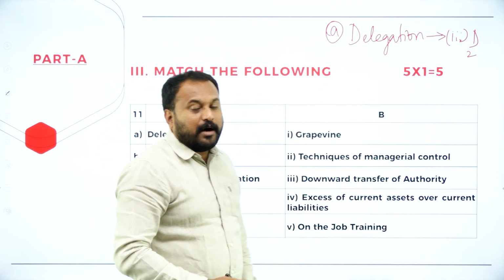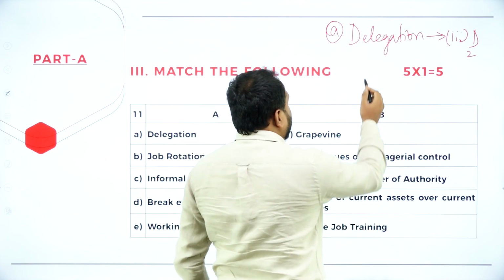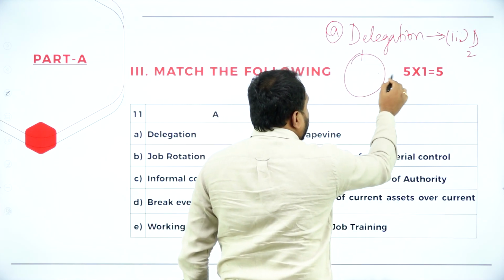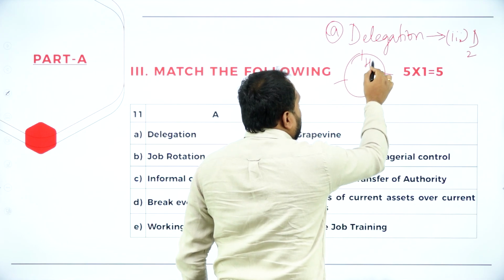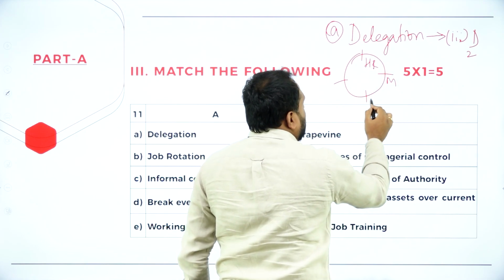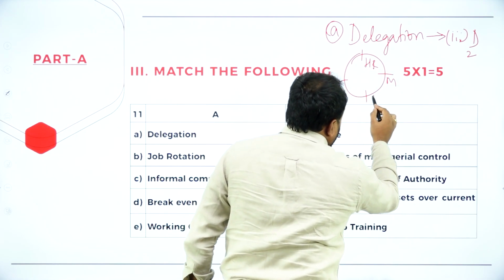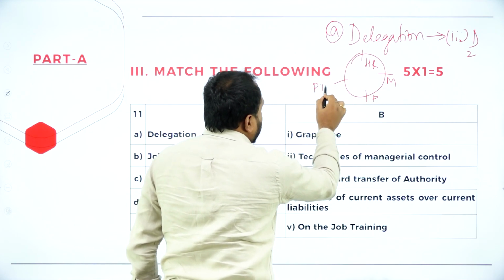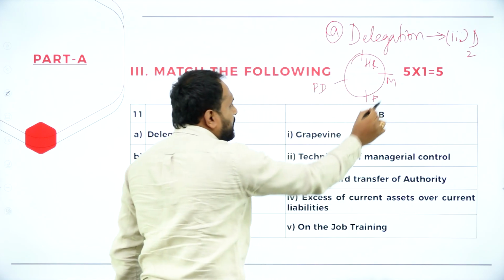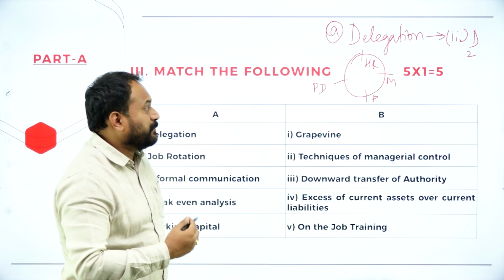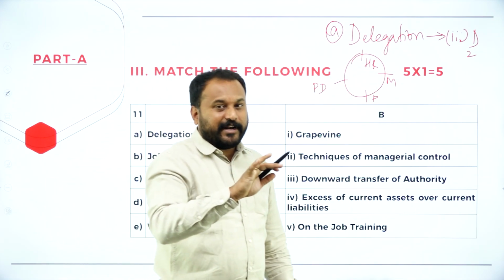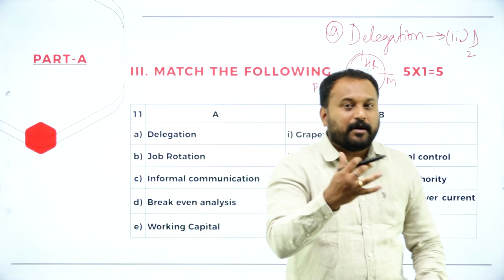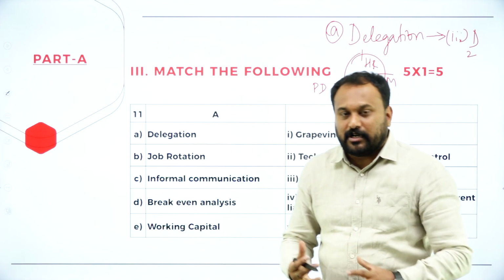Next is job rotation. See, what is this job rotation? I was here. I was in HR. I went to marketing. I went to say promotion. Then I went to product design. So all the things I have done, that is called job rotation. What type of a thing is it? On the job training. There are so many types of on the job training, and job rotation is one of them.